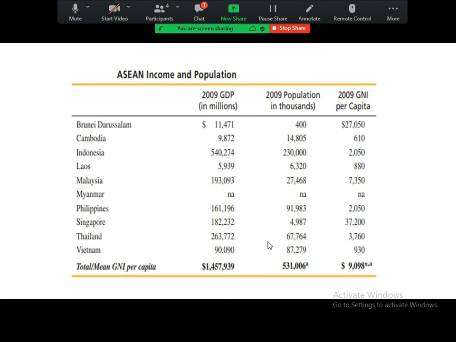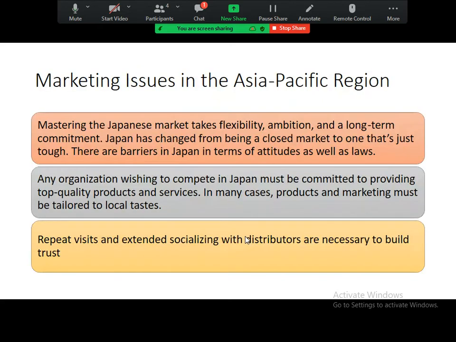So this was about the ASEAN countries, and we have seen the income and population of these countries: Brunei, Cambodia, Indonesia, Laos, Malaysia, Myanmar, Philippines, Singapore, Thailand, and Vietnam.